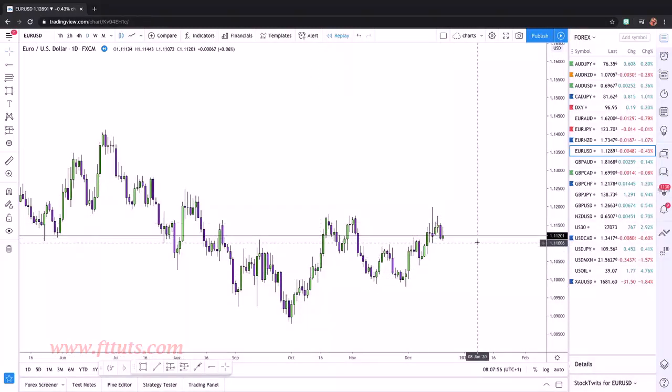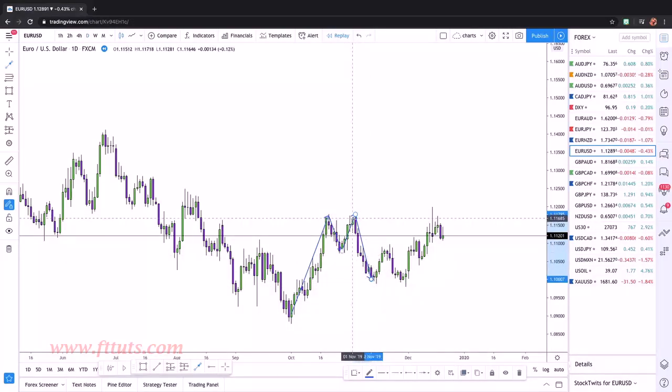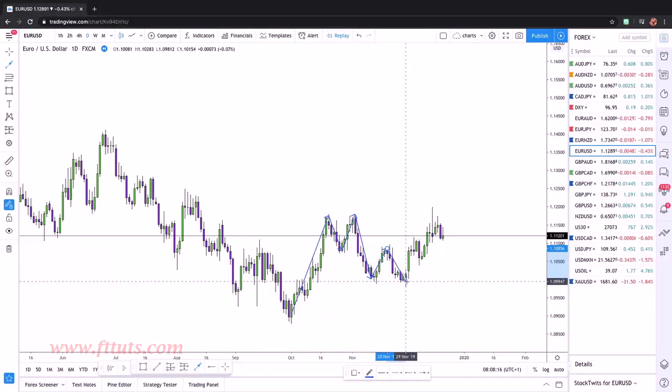So let's see. Current price action is at 1.112, okay? What we see here is an M pattern. So, impulse, okay, and then what we're creating is we had a huge move down, we're correcting, and then look, we make a W pattern.